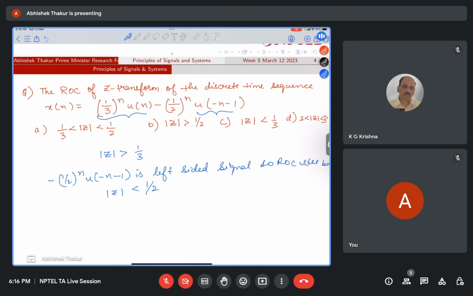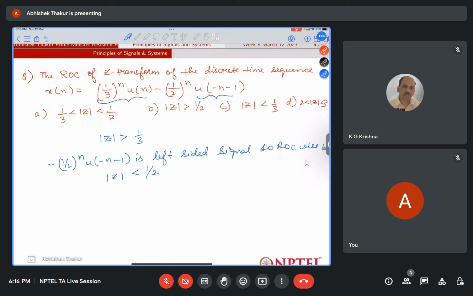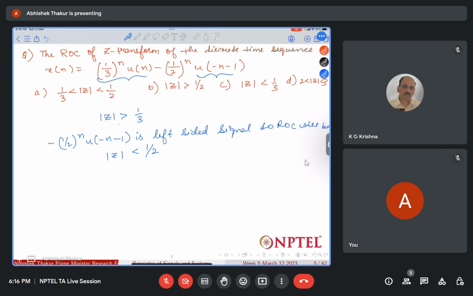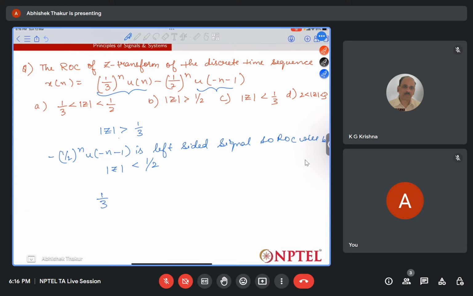Generally, we know when there is summation of two signals, the combined ROC is the intersection of both the ROCs. Like we know that the magnitude of z is greater than 1 by 3 and it should be less than half. So the ROC will be between 1 by 3 to half. So option A is the correct option for this question.